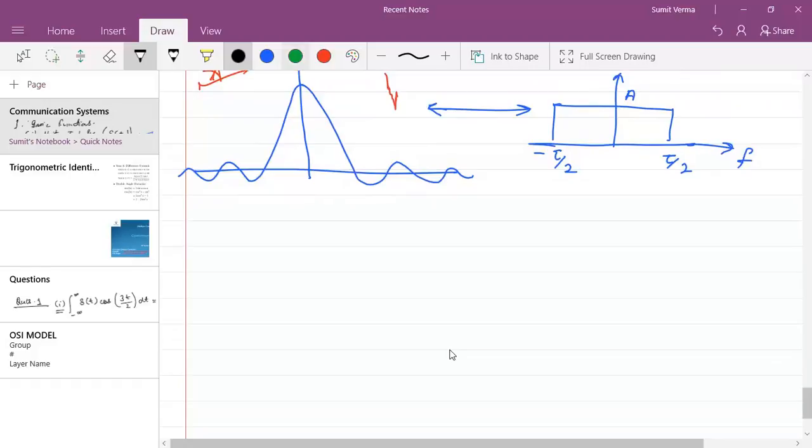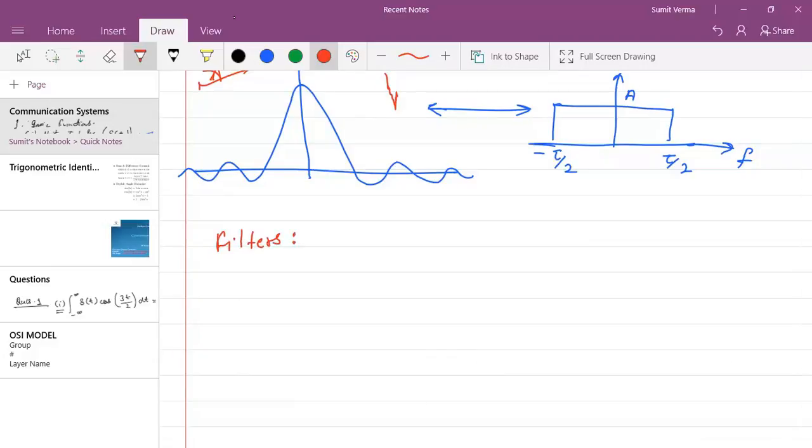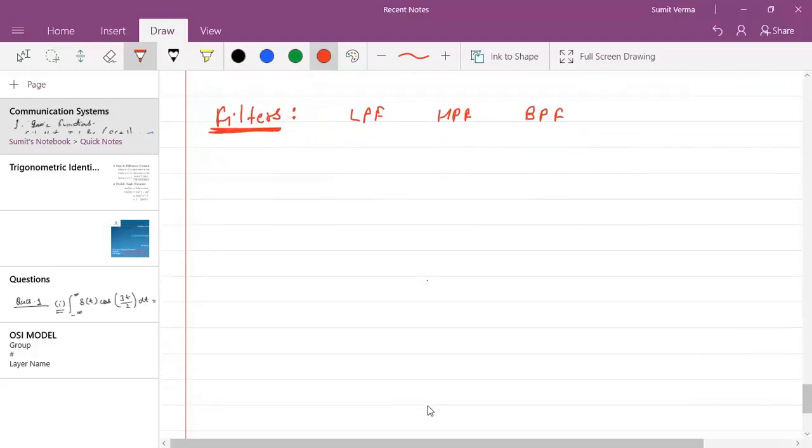Another thing that we would be using is filters. Filters are covered in detail in signals and systems itself, the transfer function definition of filters and all. But I'll just classify filters here into three types which we'll be using: the low pass filter, the high pass filter, and the band pass filter. So the low pass filter is basically a filter which passes the lower frequencies.